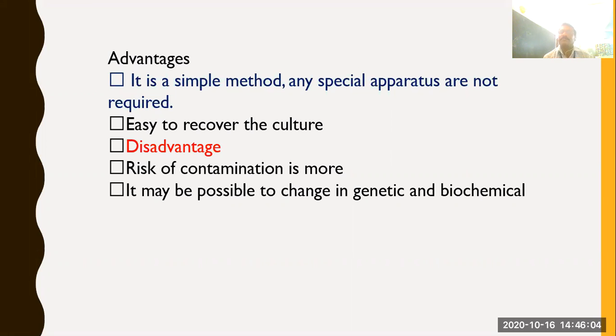A disadvantage: a high risk of contamination in this method, because after a certain time, after 1 week or after 2 weeks, you always have to expose it to the environment during the fresh transfer, and sometimes if there is entry of a contaminant, naturally the entire tube gets spoiled. It may be possible to change the genetic as well as the biochemical characteristics. There may be the possibility, not 100%. So it again varies from species to species, which type of organisms are there.